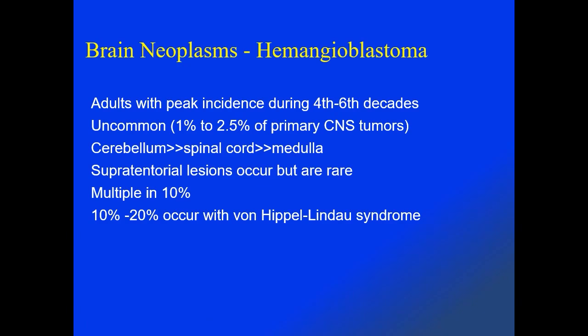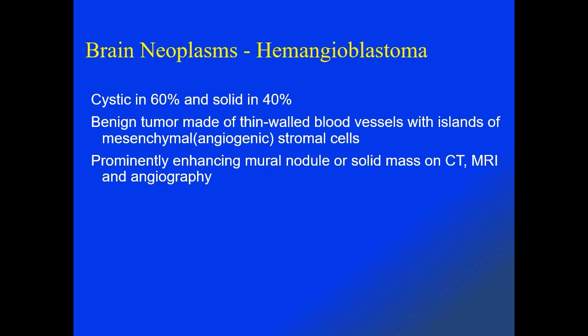Hemangioblastomas are typically found in adults with peak incidence during the 4th and 6th decades. They are uncommon tumors representing only 1 to 2% of primary CNS tumors. They are most commonly found in the cerebellum, spinal cord, and medulla. Supratentorial lesions do occur but are rare. They can be multiple in approximately 10%. 10 to 20% occur with von Hippel-Lindau syndrome.